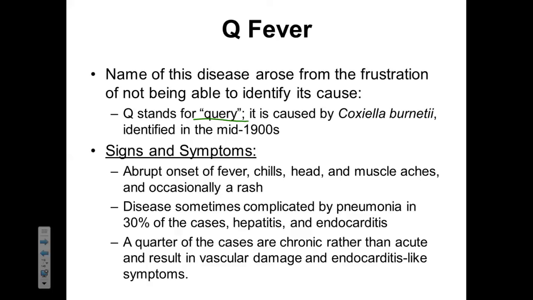If we look at this, a quarter of the cases are going to be chronic rather than acute. So these are going to be cases that last for a very long period of time with milder symptoms, as opposed to a short period of time with very pronounced symptoms. And a quarter of those cases are going to result in vascular damage that will mimic endocarditis. This mimicking of endocarditis was one of the reasons why it was so difficult to initially identify the pathogen that causes Q fever.